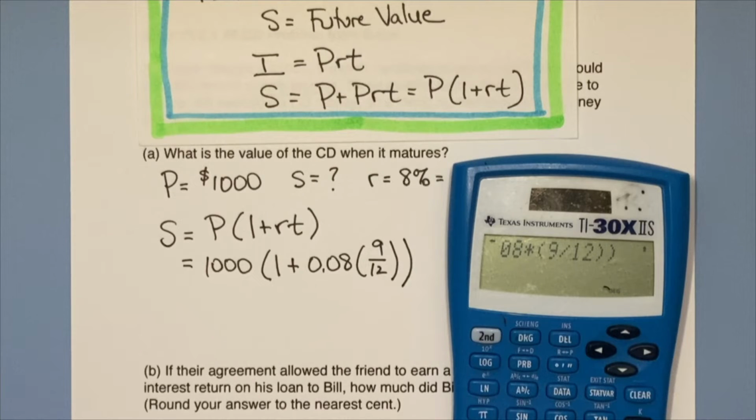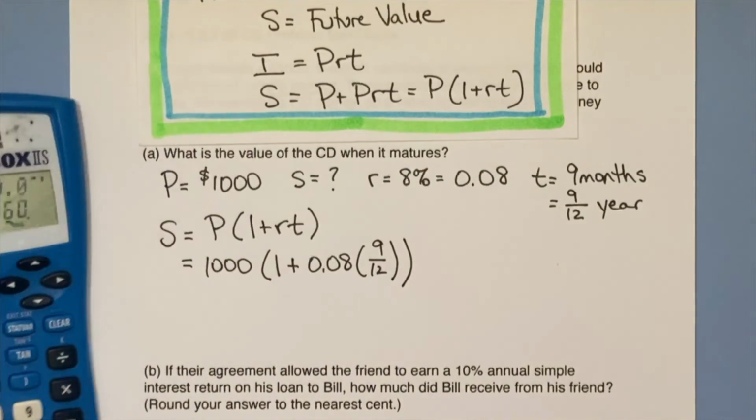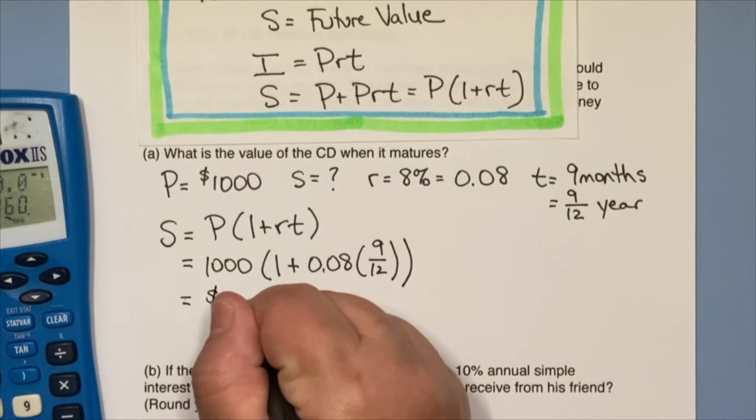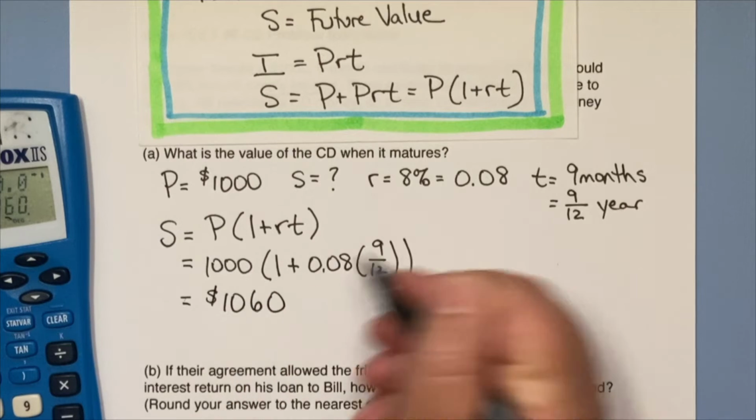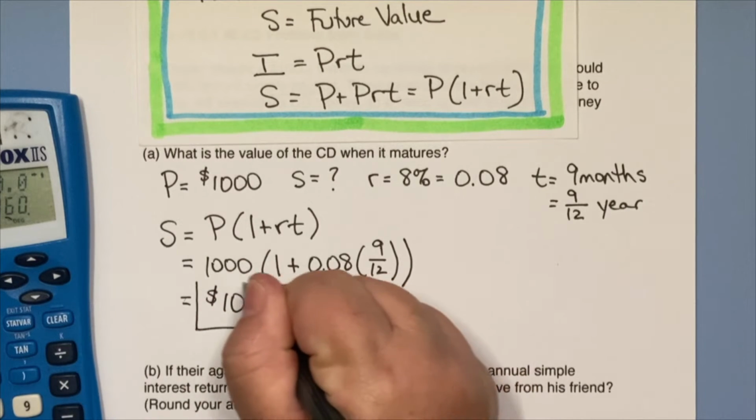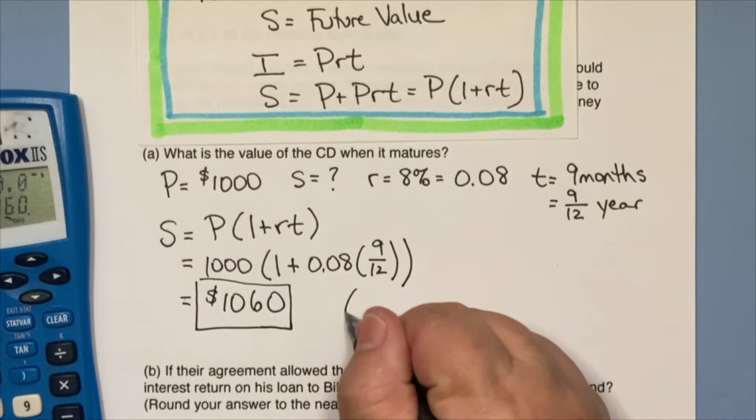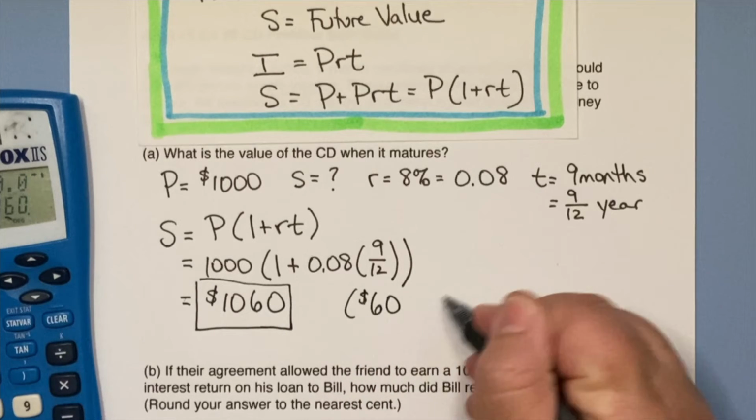Different calculators will require a different order of steps. So if you try this and this does not come out on your calculator, then you probably want to talk to a tutor or talk to me. We'll figure out what your calculator needs to be told so it understands what you'd like to do. And fingers crossed, let's hit enter, and I get 1,060. And that is the correct amount. So this is how much the CD is worth at maturity. So in other words, this is $60 in interest.